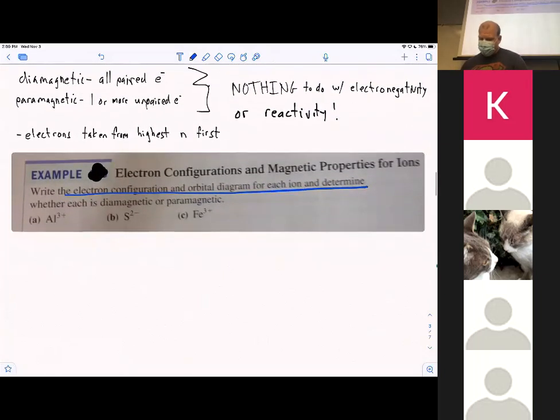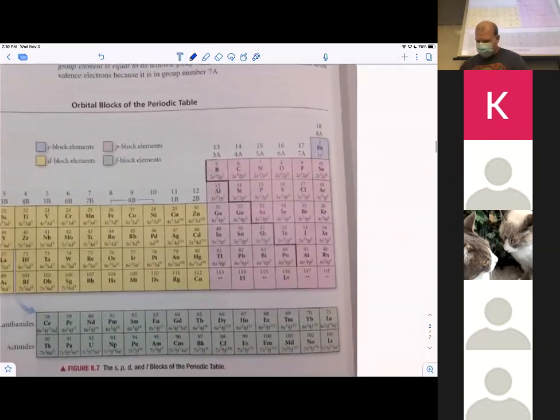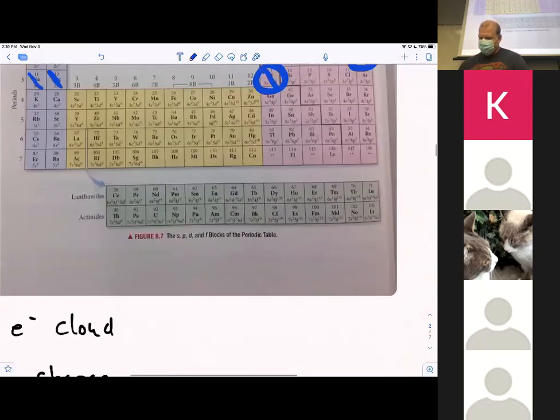So write the electron configuration and orbital diagram for each ion and determine whether it's paramagnetic or diamagnetic. Let me show you an example. Aluminum plus three; let's look at aluminum metal first. Aluminum metal is going to be neon's configuration, 1s squared, 2s squared, 2p6, then 3s squared, 3p1. Where's the periodic table? Here we go. Right, it's neon's configuration, 3s2, 3p1. There's aluminum.